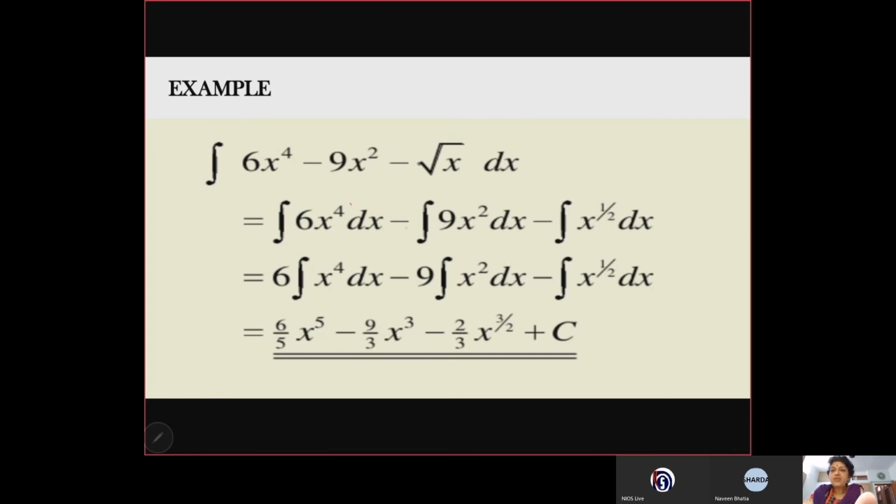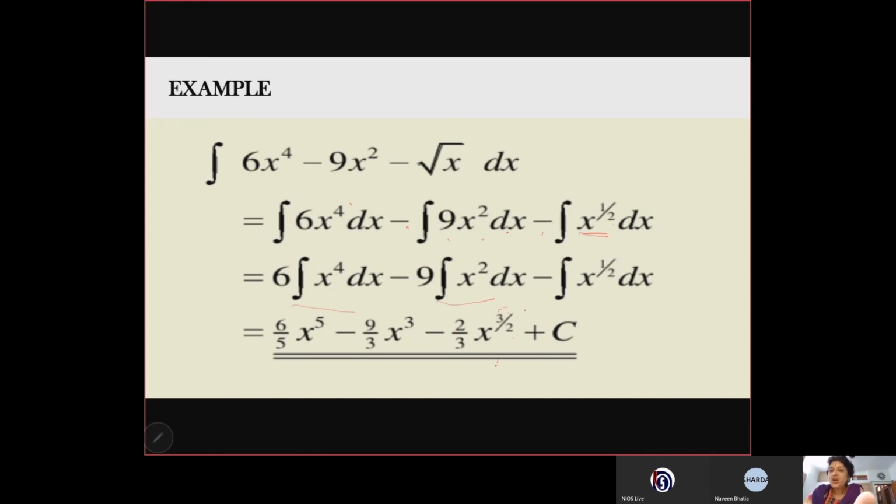6x to the power of 4 minus 9x squared dx minus root x. Now root x is nothing but x to the power of half. So as I had just said, x to the power of half means it will be x to the power of half plus 1 divided by half plus 1. So half plus 1 is 3 by 2, divided by 3 by 2. So we write it as 2 by 3 x to the power of 3 by 2. And I'm sure the first two integral parts you all would have been able to do.